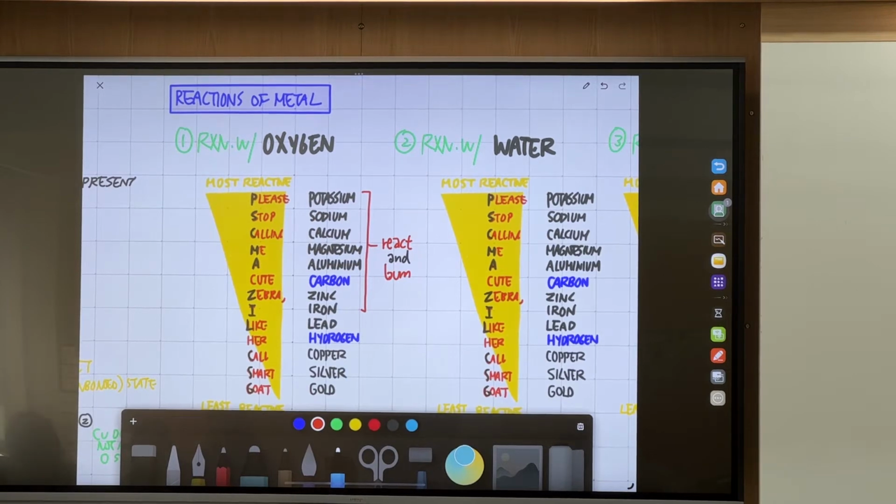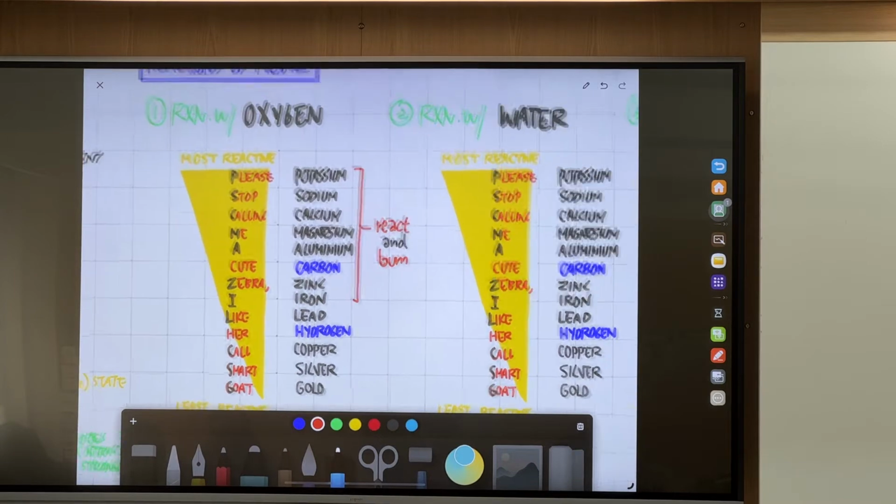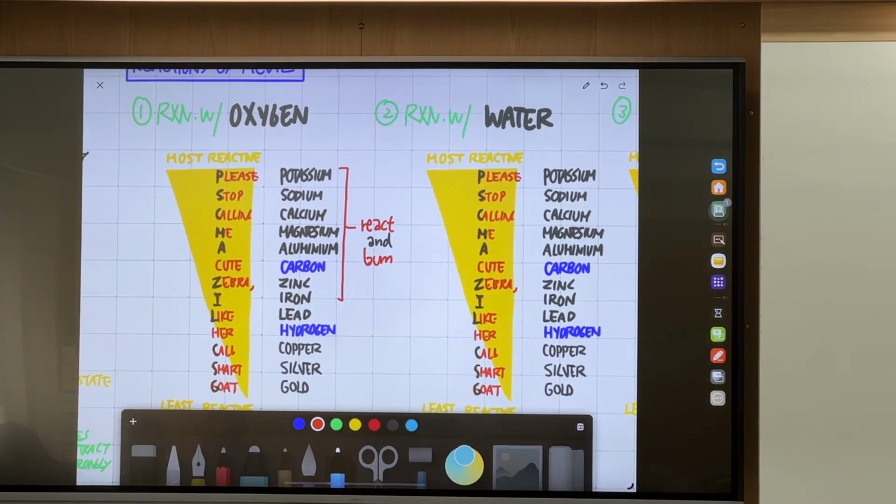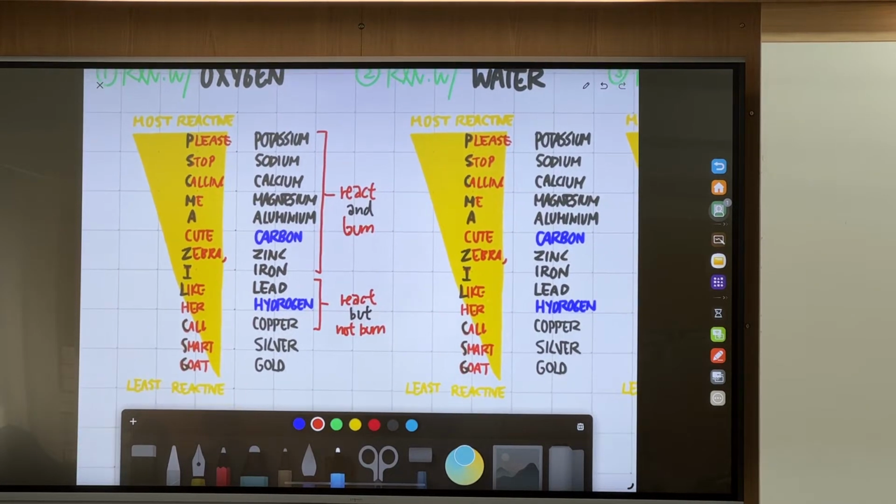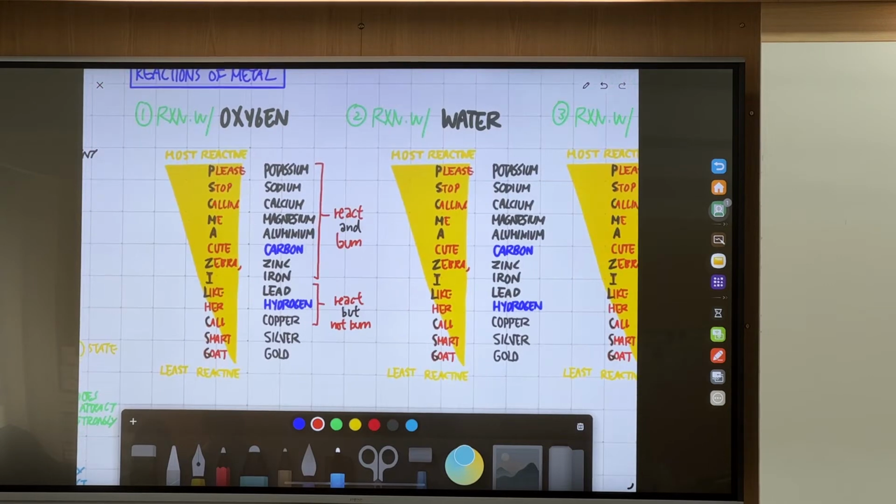Starting from lead all the way to copper, actually all the way to mercury, but I did not include mercury here, the metals will just react but not burn. And finally, silver and gold will simply not react with oxygen, no matter how long you wait.